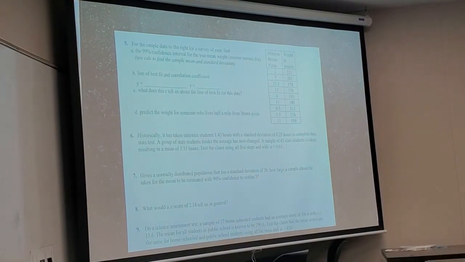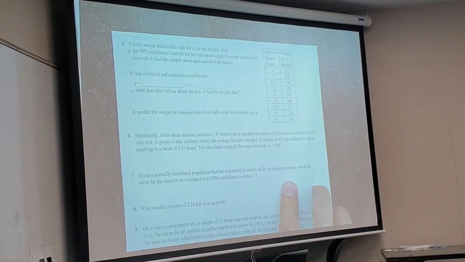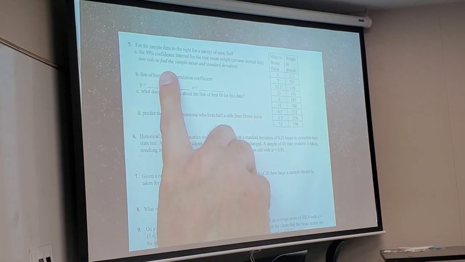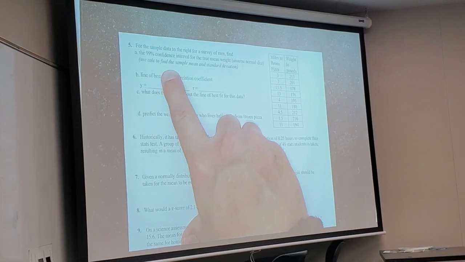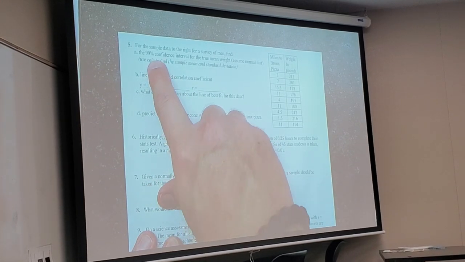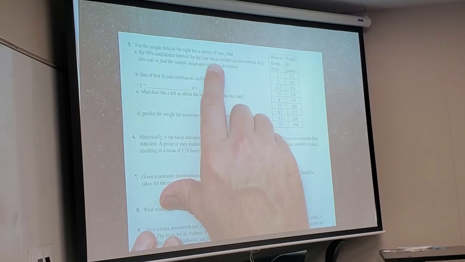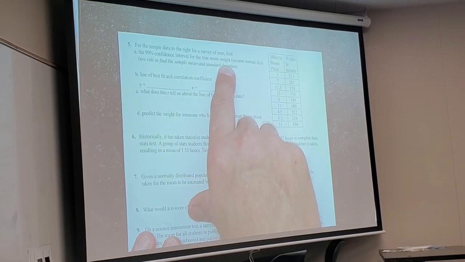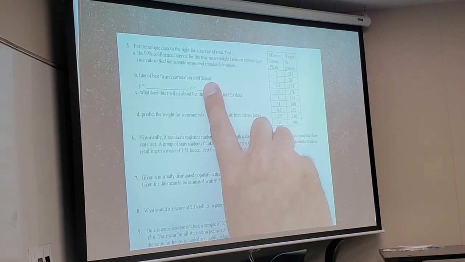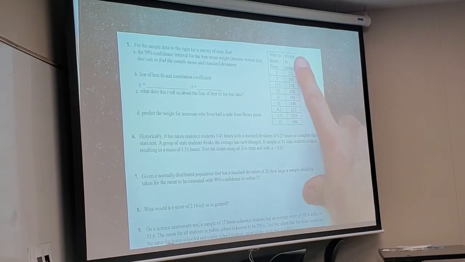By the way, which list is the data in? If I put this in my calculator, which list is the data that I'm curious about for part A? Which list is it in? What do I want to make a confidence interval for in part A? True mean weight. So if I put these two in the list, which list is the data in that I'm curious about for part A? List two, that's right.